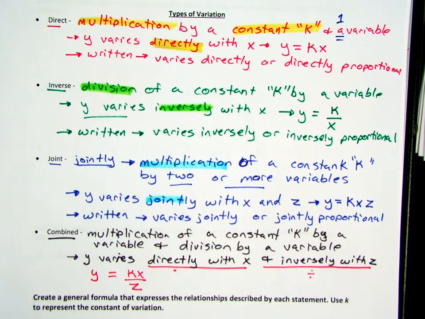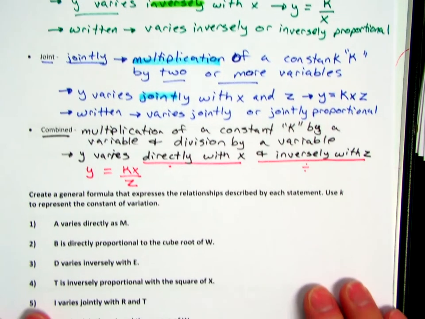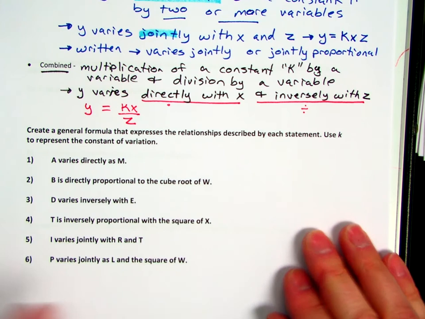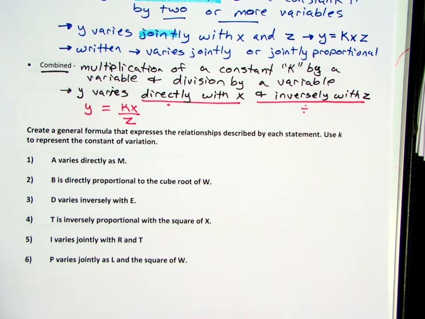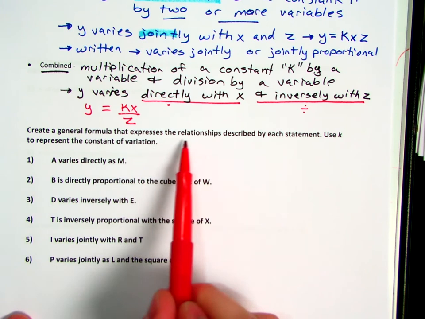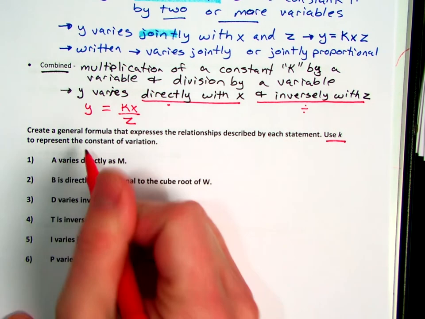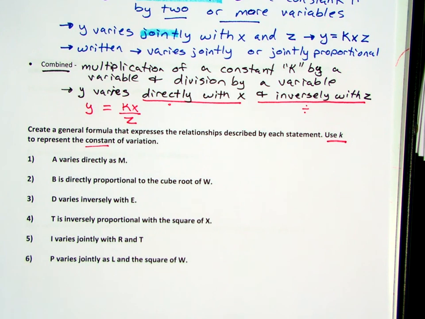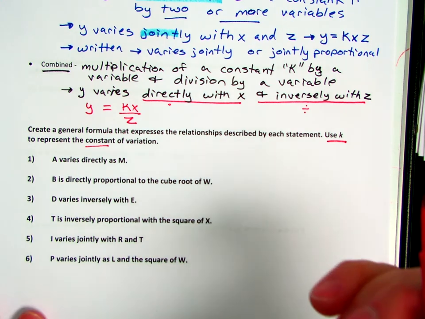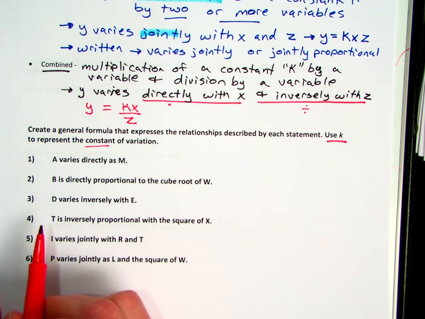Okay? So now let's look at the bottom where they're giving us example problems just like I had done above, where you need to create a general formula that expresses the relationship described by each statement. Use k to represent the constant of variation. So at this point, if I were you, I would pause the video at home, try it on your own, and then check to see if you've got them correct. All right, so you should be checking now.